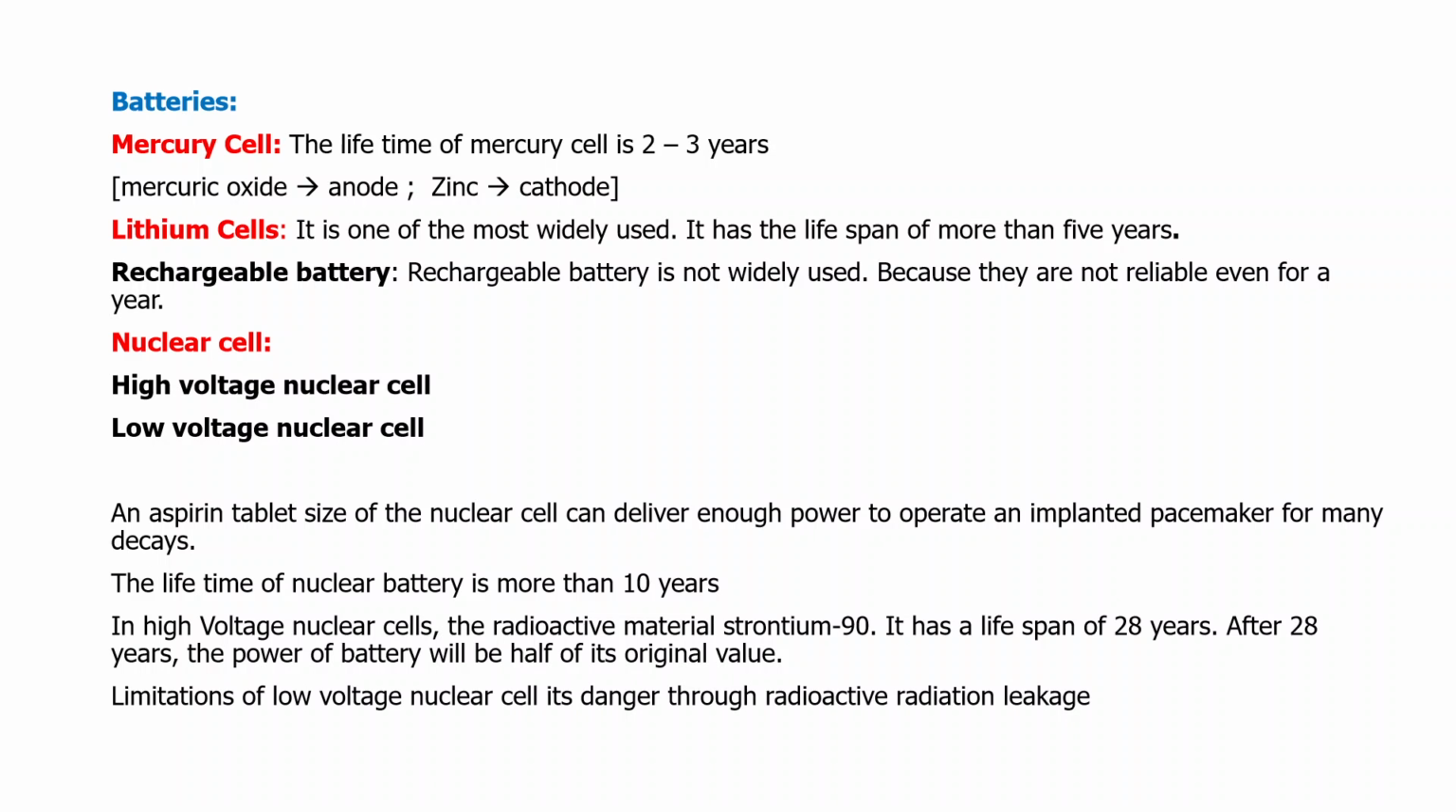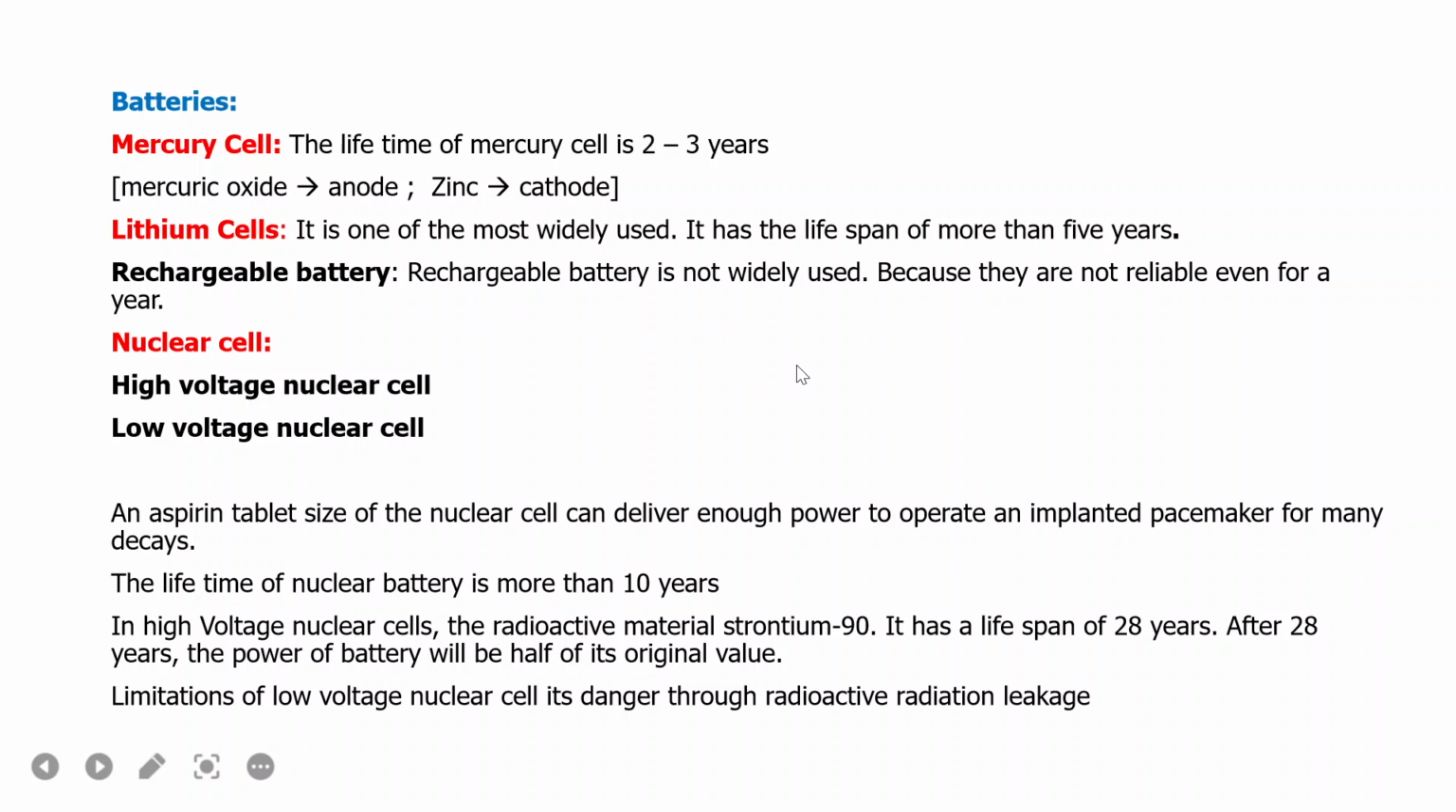And the last one is the batteries. The batteries are very important. Various kinds of batteries are available. For the mercury cell, the lifetime is 2 to 3 years. Here the anode is mercuric oxide and the cathode is zinc. The lithium cell is the most widely used one, and its lifespan is 5 years. Next is the rechargeable battery.